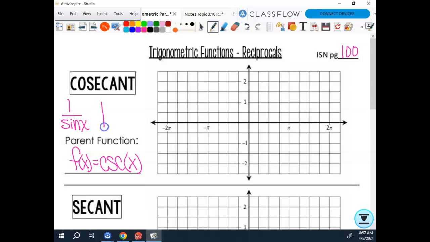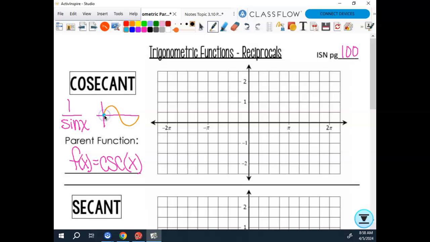And then the parent function that we're going to draw is sine, because again, we're going to relate everything back to sine, cosine, and tangent. We know what that parent function looks like. It looks like this, okay? And then we're going to use that to understand what's going on with cosecant. So we're going to first go over here to our little graph, and we're going to plot the points that we would plot for sine.